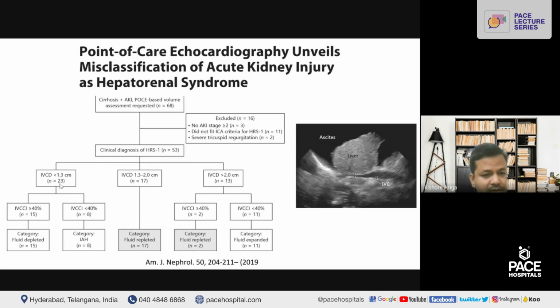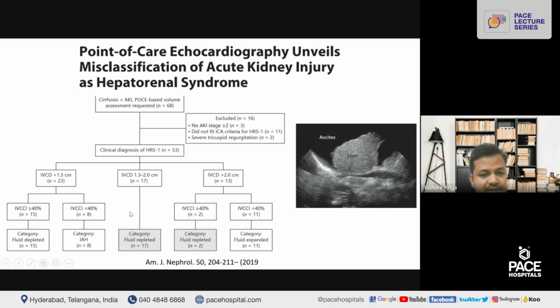So first, if the diameter of IVC is less than 1.3 centimeter and the collapsibility is more than 40%, they categorized it as fluid depletion. And if it is less than 1.3 and collapsibility is less than 40%, they categorized it as intra-abdominal hypertension, along with another additional feature of ultrasound called the nipping sign, where we can see the IVC is suddenly narrowed when compared to the IVC below, because of the ascites and intra-abdominal hypertension.